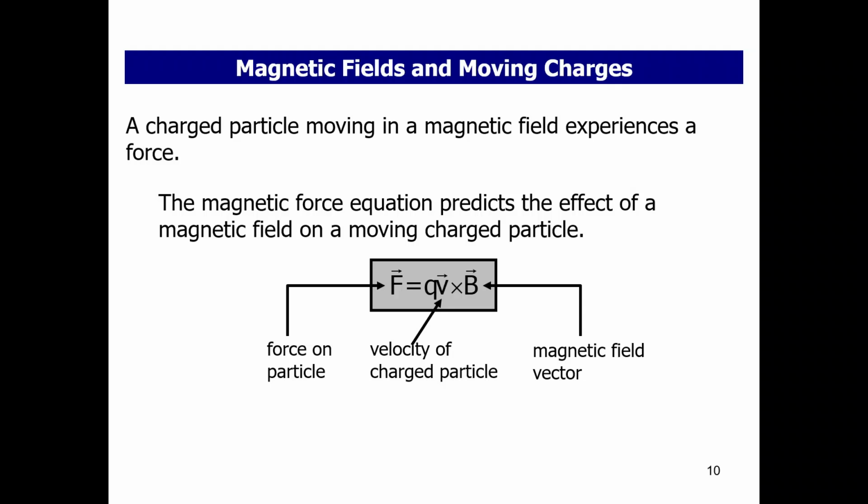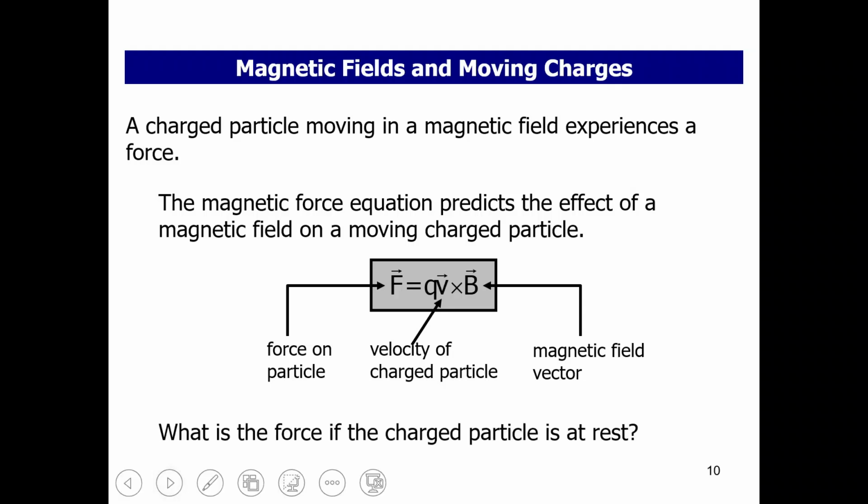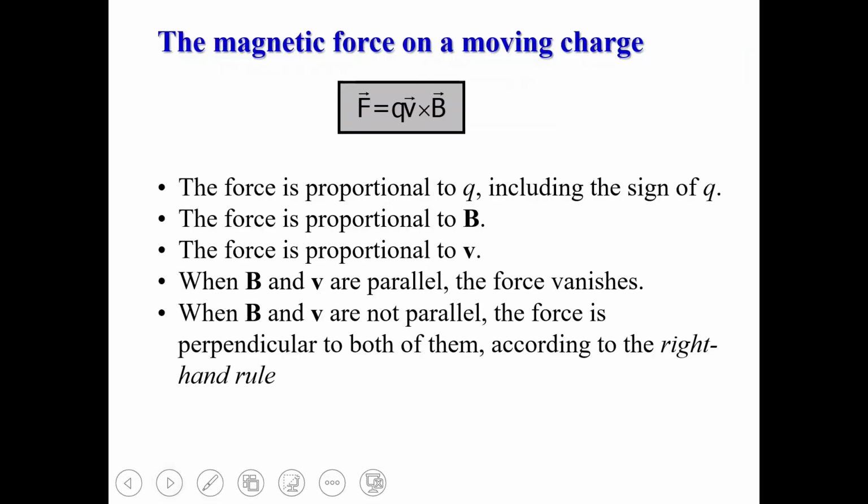So just taking a look at this equation without even considering what is meant by that cross product, what is the force if the charged particle is at rest? Well, since the cross product is kind of like a fancy way to multiply, anything times 0 is 0, so there is no force on a charged particle at rest. So magnetic fields do nothing to charged particles at rest, but they will have an effect on moving charged particles. So breaking this down a little more, the force is proportional to Q, which must include the sign of Q.